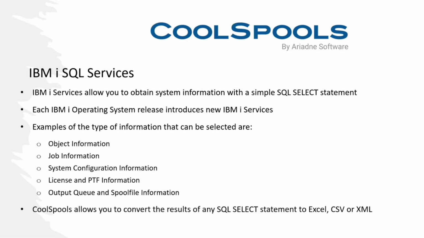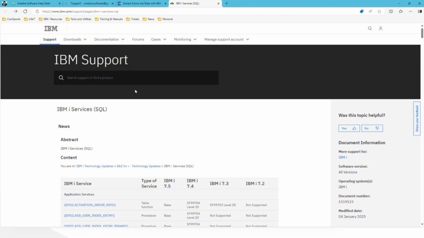file information. Since CoolSpools allows you to convert the results of any SQL select statement to a variety of output formats, you can use CoolSpools with IBM SQL Services. This allows you to easily convert system information to Excel or XML. There are a large number of IBM services available, and you can find an exhaustive list on the IBM website under the support pages.